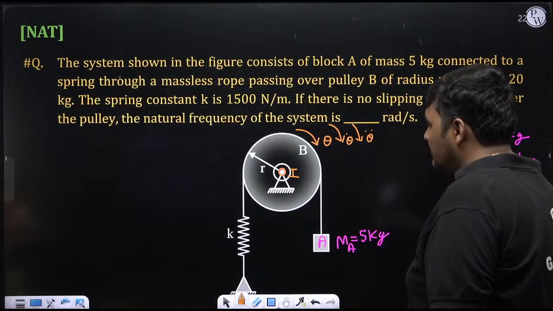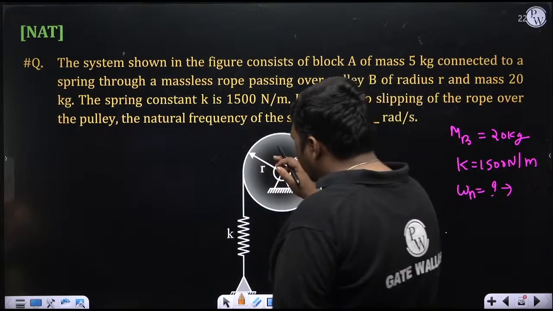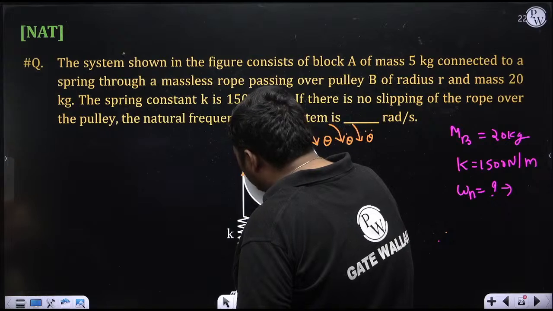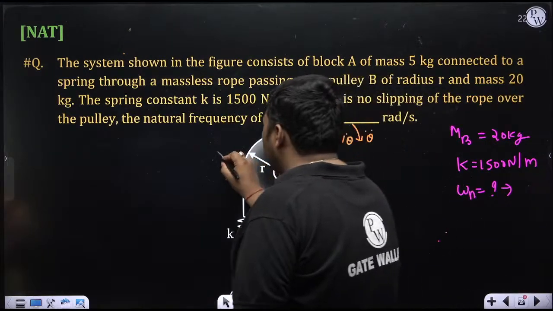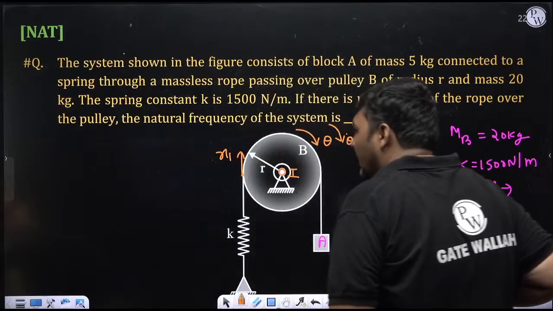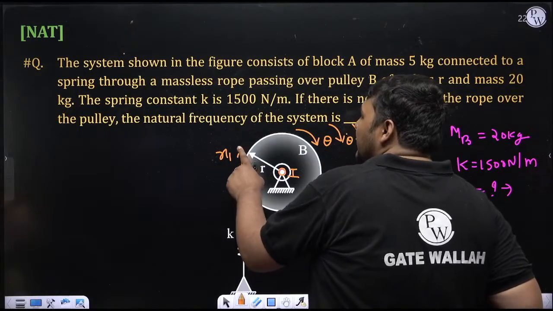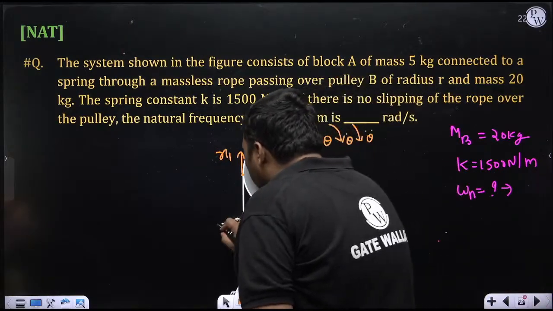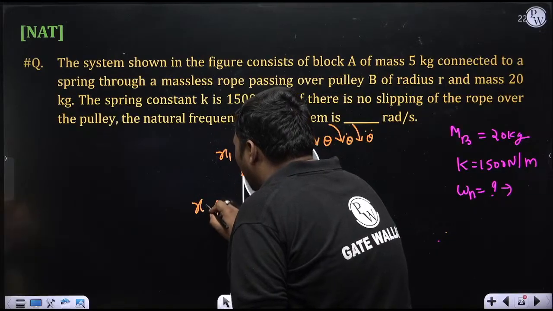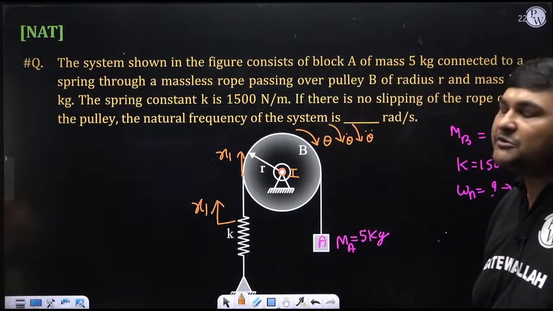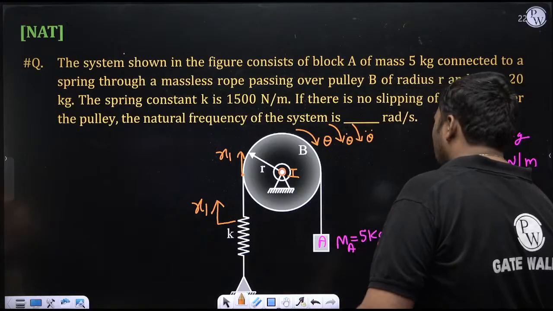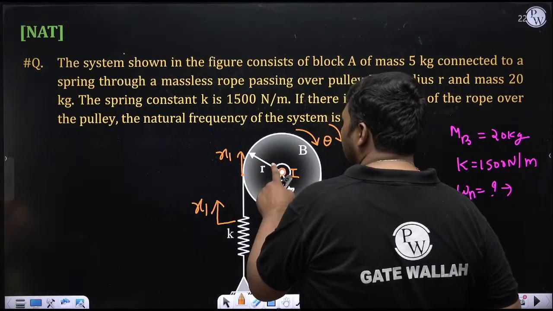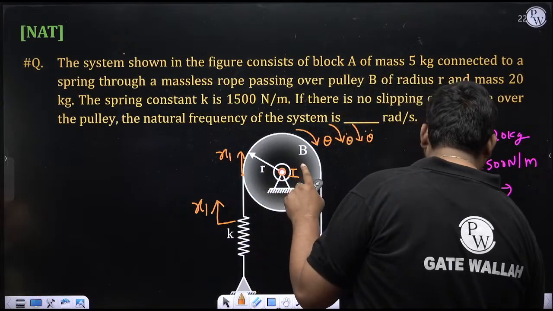So if it is rotating by theta clockwise, this point will move in this direction. Suppose this displacement is x1, and x1 you can write in terms of theta. If this point is displacing by x1, the spring will also displace by x1 from the mean position. The distance of this point from the center is r, which is equal to the radius, so x1 will be equal to r theta.